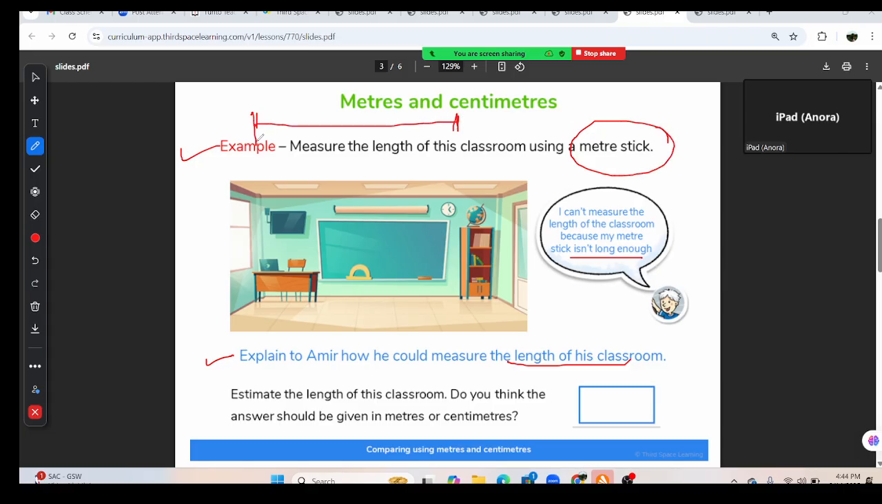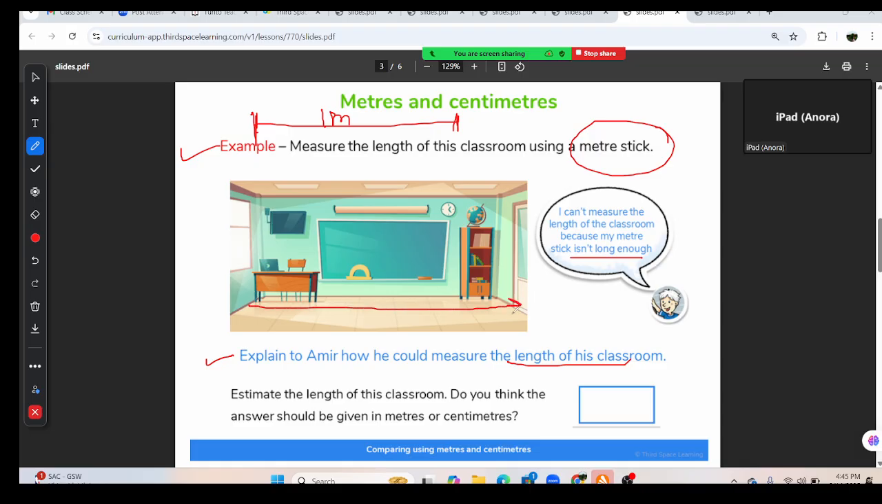Okay, this is a stick which he has, which is 1 meter long. But he is saying the meter stick is not long enough. How can I measure the length of my classroom? So can you explain how he can use his 1 meter long stick to measure the length of this classroom from here to here?